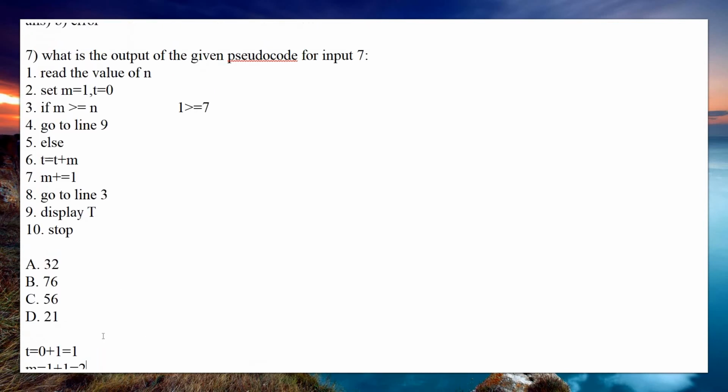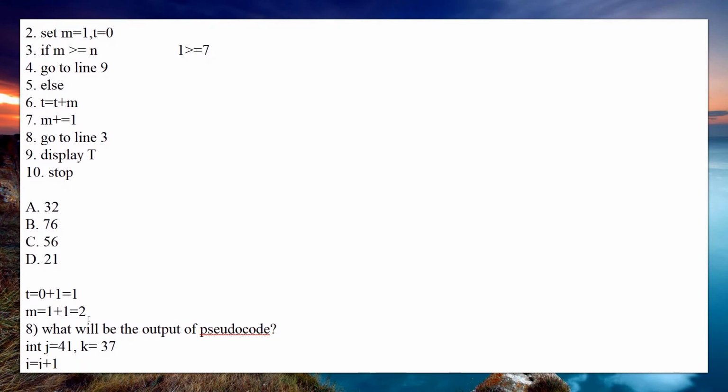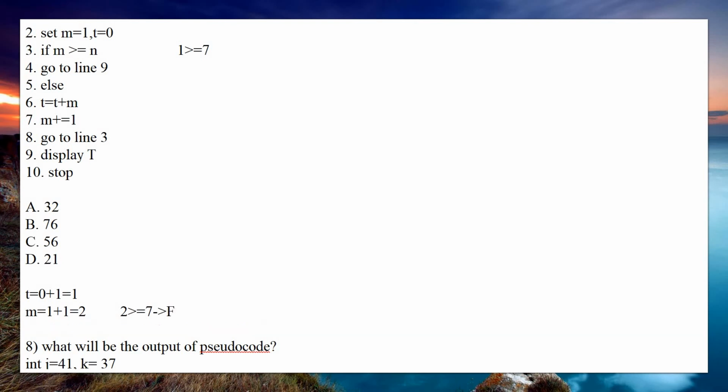Again you are going to check the condition. Here it goes to line 3. What is the value of m? Here m is 2. Is 2 greater than or equal to 7? The condition is false, so again it goes to the else part.